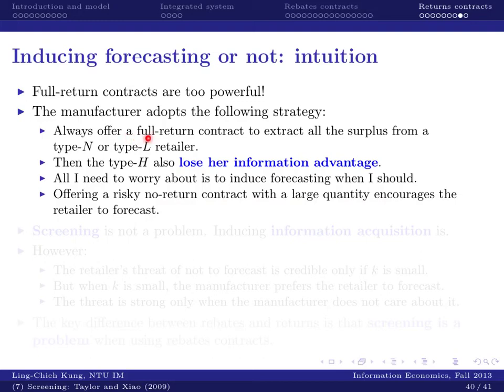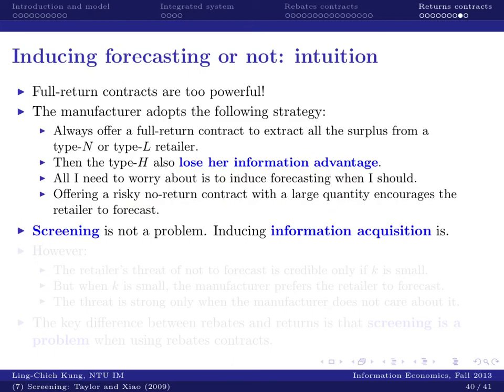So I can offer full return contracts to eliminate informational advantage. And even if I need forecasting, I can offer no return contracts with large quantity to get that. So as a brief conclusion, screening is not a problem in this case because there is no informational advantage at the agent side. Okay, but inducing information acquisition may be a question because we need to make sure that when the system should do forecasting, I should also induce the retailer to do that.